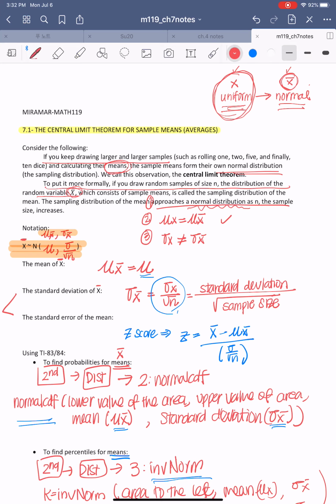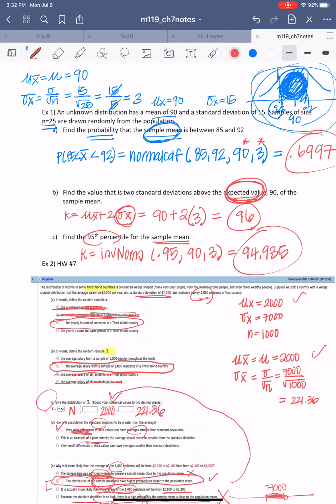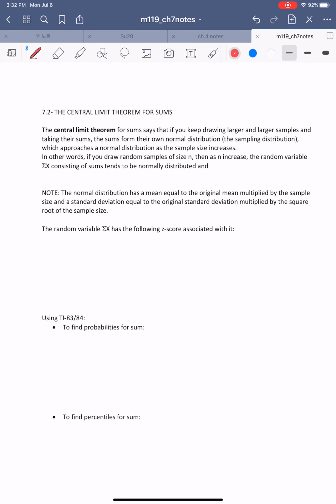Okay, I call this CLT number 1, dealing with average. So your variable is X bar. Now you can do a similar thing with rolling a die. Instead of looking at the average, I can just sum up the values, and that's central limit theorem number 2. Your variable now deals with the sum.